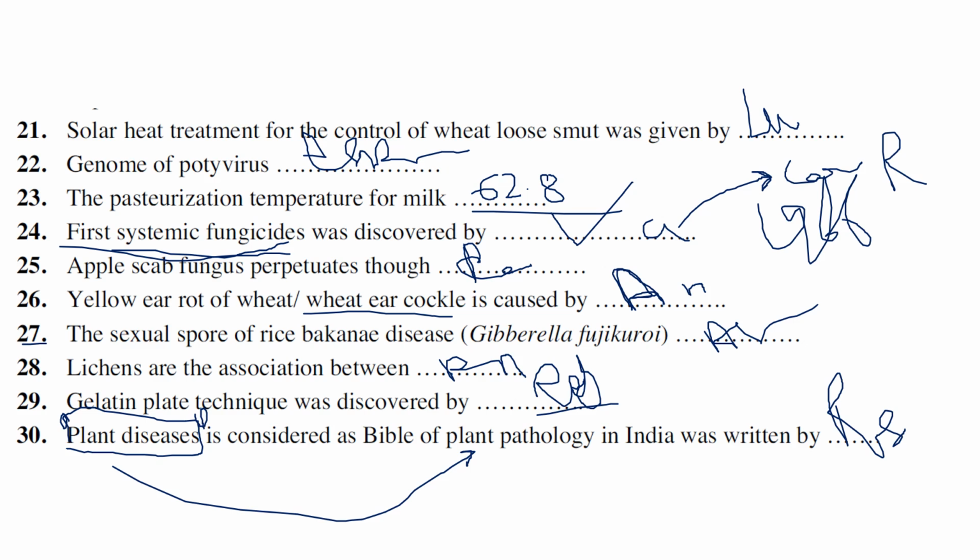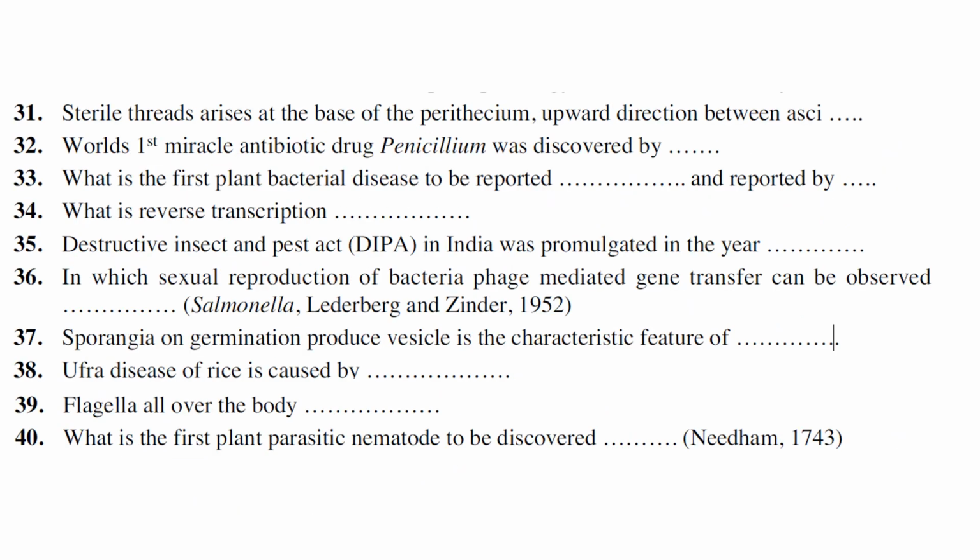The next one is sterile threads at the base of the perithecium growing in an upward direction to the asci. Generally, if you see a perithecium, it contains various kinds of structures like paraphyses, periphyses and pseudoparaphyses. Just remember.